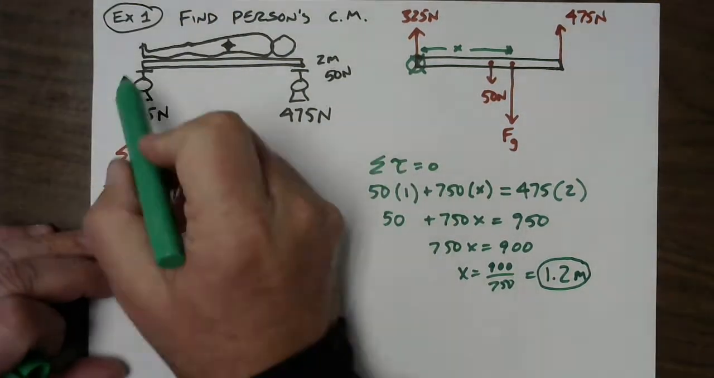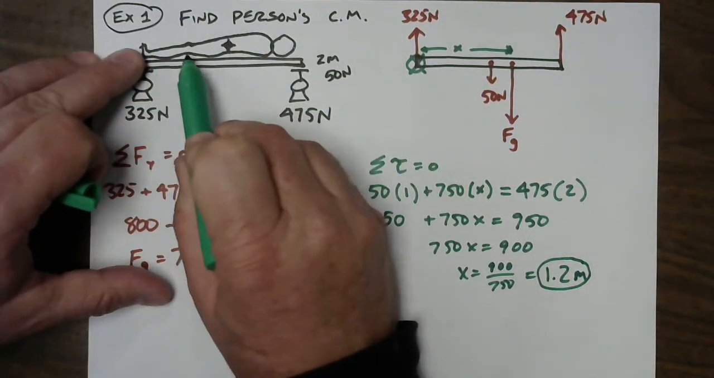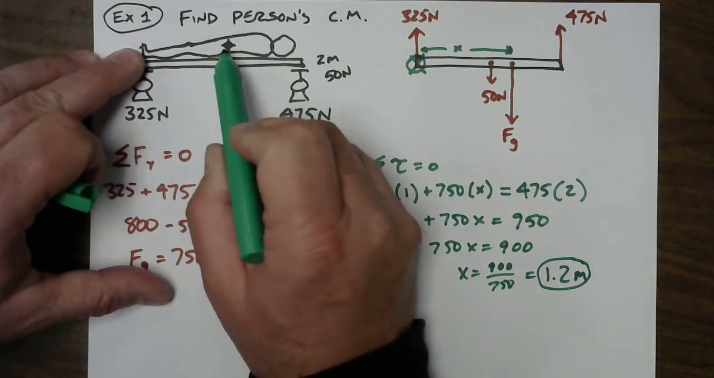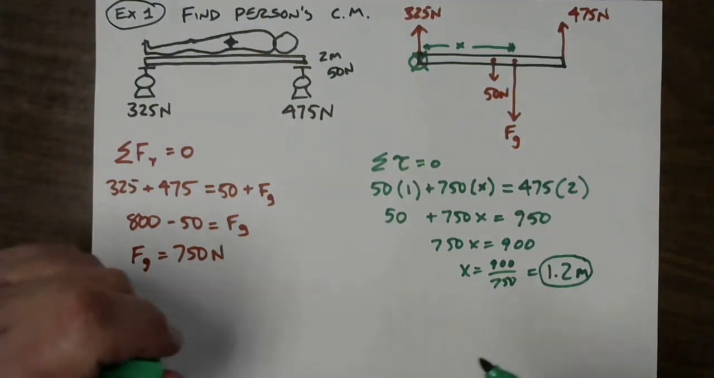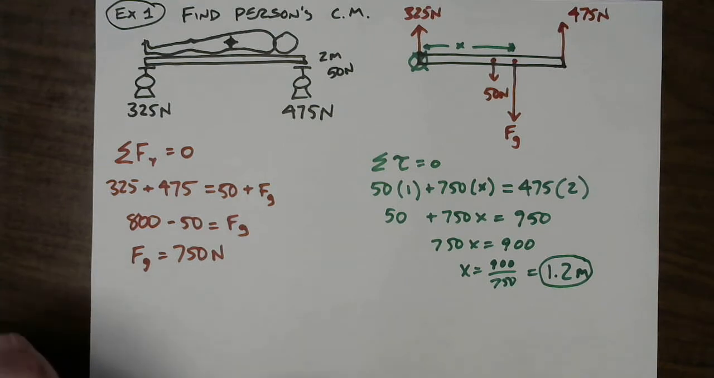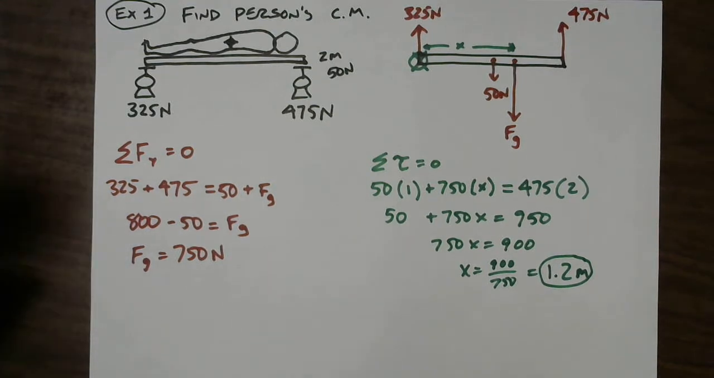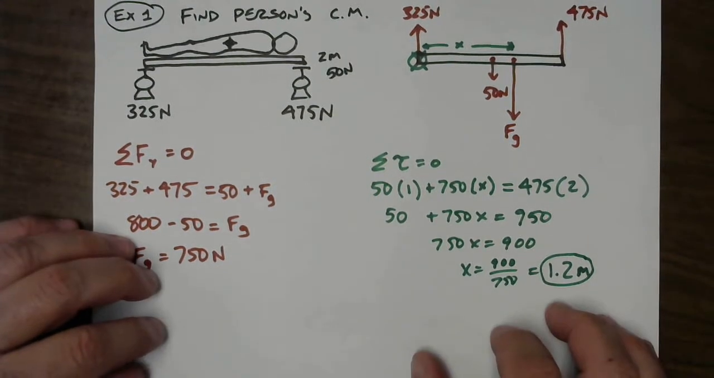A person who's very nearly 2 meters tall has their center of mass above their midline, above their waist. I think for a person, your center of mass is very nearly located behind your belly button. All right, so that's a great problem. It's kind of fun. It's something you can do.